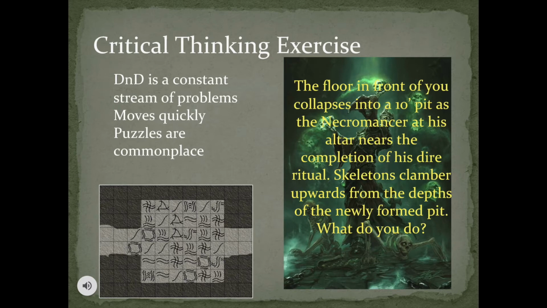What do you want to do? Do you want to move around the pit? Do you want to try and throw something at the necromancer? Do you want to coordinate with your allies to try and throw one of you over the pit? Does one of you want to drop down into the pit and try and stave off the skeletons while the rest deal with this? These are all potential options that need to be made very quickly as choices.